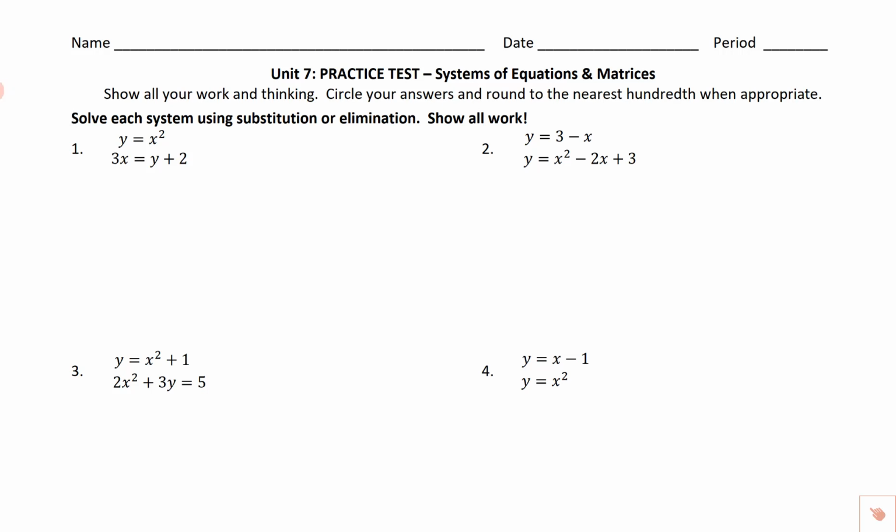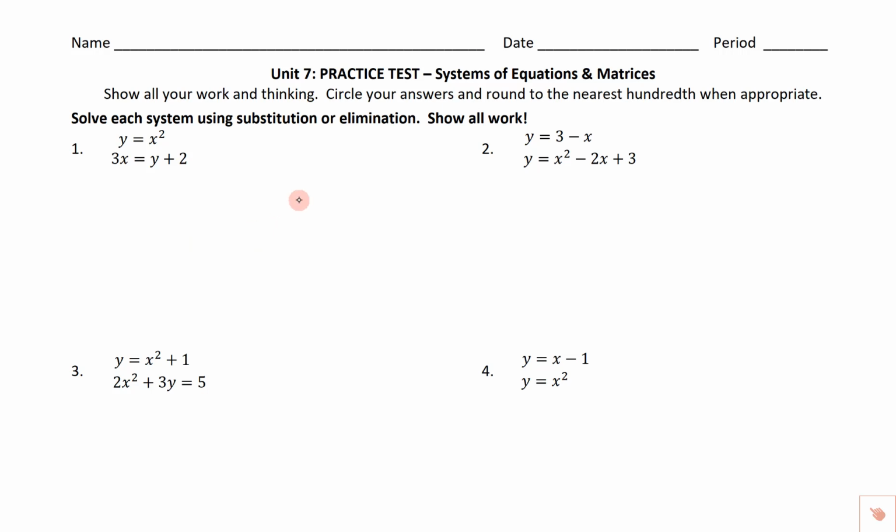Okay, let's take a look at this Unit 7 practice test. We've been learning how to solve systems of equations using matrices, among other things. So let's take a look at number 1. It says solve each system using substitution or elimination. Show your work. So that means we need to make sure that we're showing our work by hand.